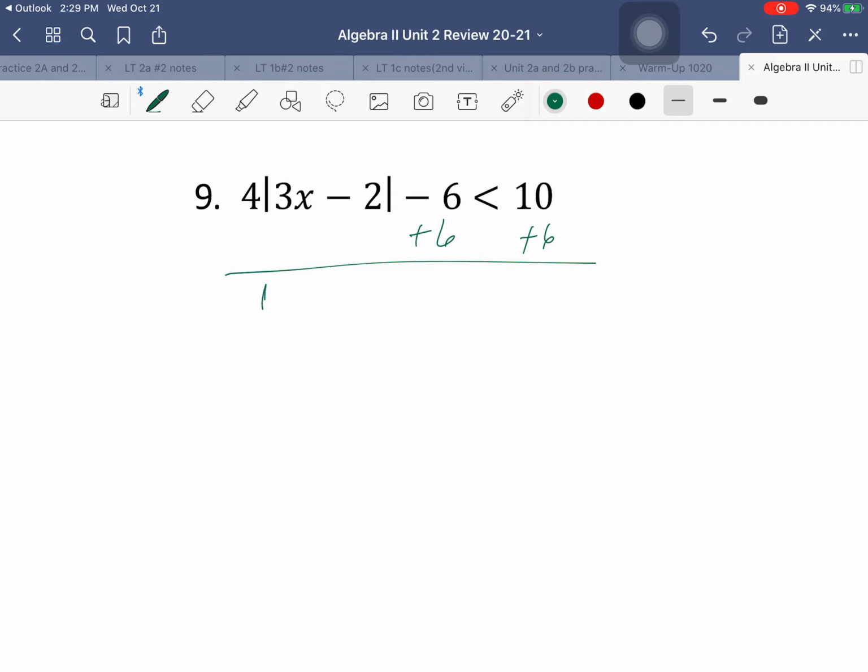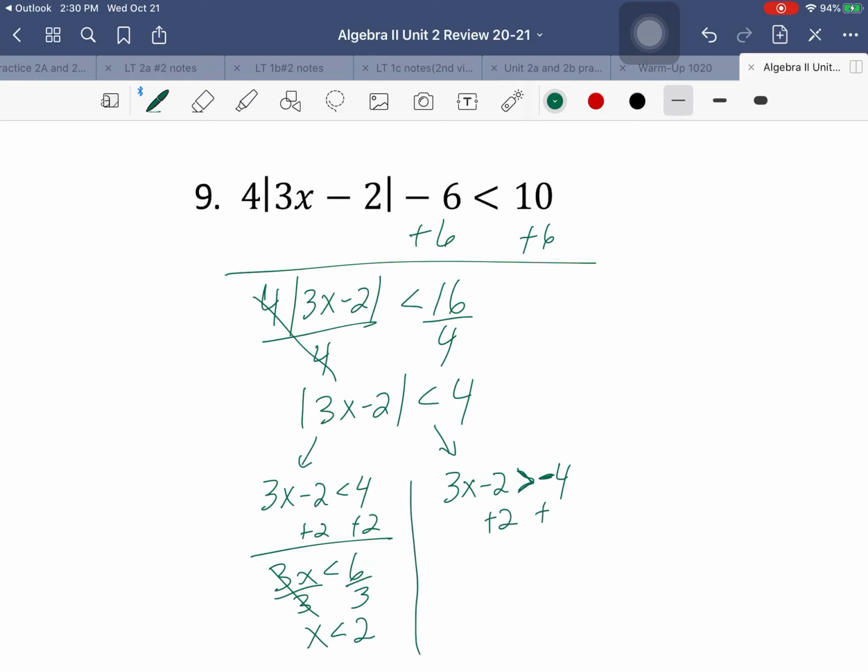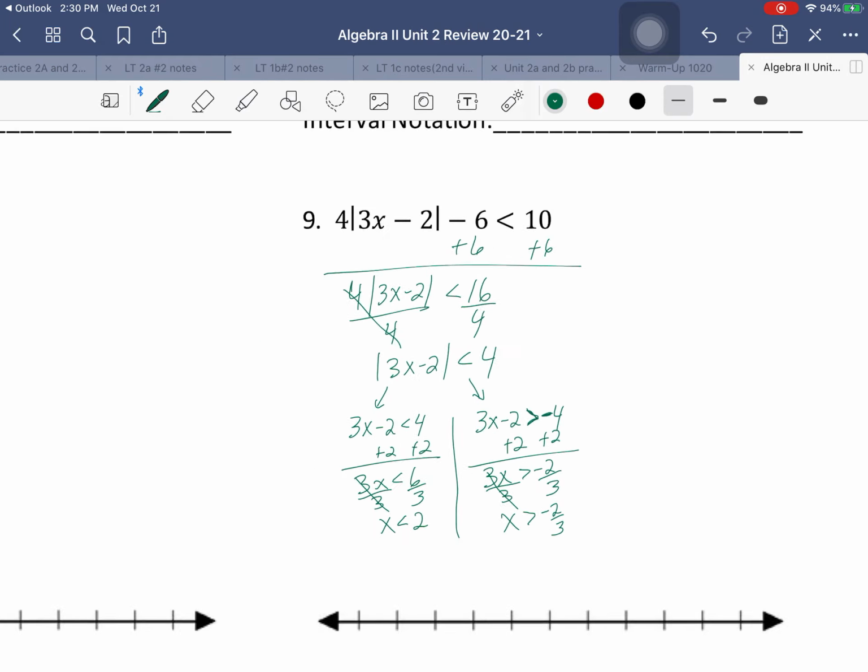Isolating the absolute value, we should add 6 first. Divide by 4. We divide by a positive, so the inequality doesn't switch. At this point, the absolute value is isolated. The right side is a positive number, so we keep solving. Switch the inequality when you switch the sign. Solve the problem. x is less than 2. The other inequality is x is greater than -2/3.